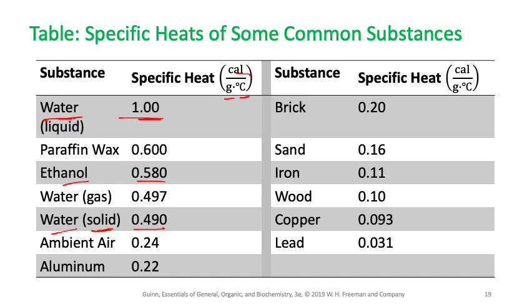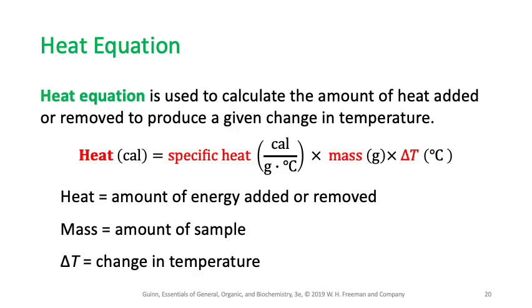So similarly, you can get the specific heat for different substances, and the specific heat is constant for a given matter. It is a property of the matter, whether it's in liquid, solid, or gas. Now let's talk about the equation that we normally use to get the specific heat.